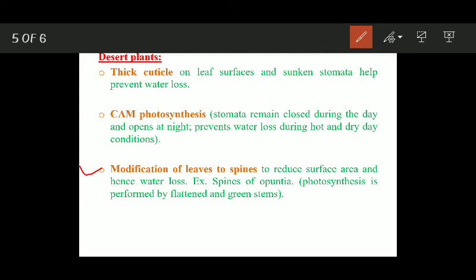to spines. For example, in case of Opuntia, the spines that you see are actually the leaves. They are the leaves that have got modified to form spines, and this feature helps the plants reduce the surface area of leaves and hence water loss. So the question is, if the leaves get modified to form spines, what are the photosynthetic, or assimilatory, organs of the plant? In these plants, photosynthesis is therefore performed by flattened and green stems.